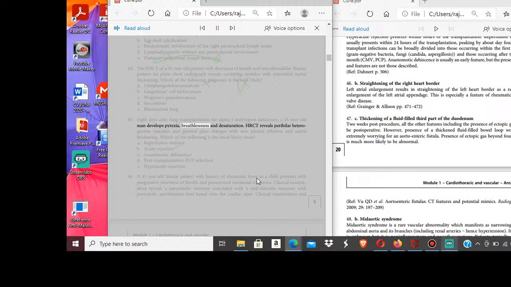45-year-old man develops pyrexia, breathlessness, and desaturation. HRCT reveals perihilar heterogeneous opacities and ground glass changes with new pleural effusion and septal thickening. Which of the following is the most likely cause? A. Reperfusion edema. B. Acute rejection. C. Anastomotic dehiscence. D. Post-transplantation PCP infection. E. Hyperacute rejection.